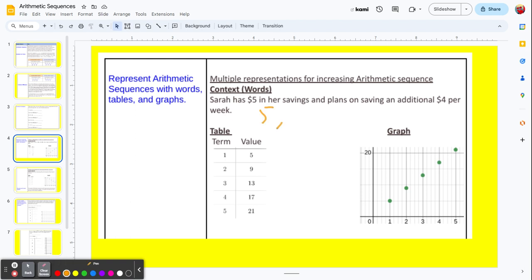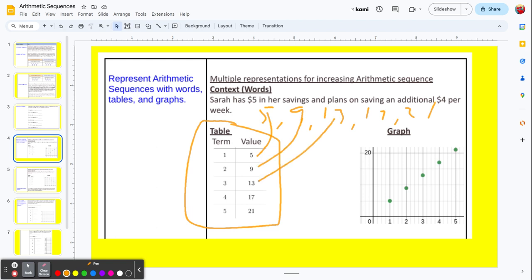5, then plus 4 is 9, plus 4 is 13, plus 4 is 17, plus 4 is 21. Now, we could put this in a table, right? Where the first value in the table is a term number, term 1, 2, 3, 4, 5. That'd be like our a sub 1, a sub 2, a sub 3, and so on. And then the value, right? There's the 5, there's the 9, there's the 13, there's the 17, there's the 21. So it can be represented in a table.